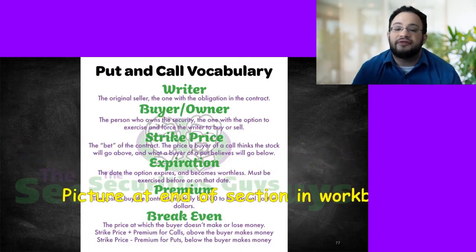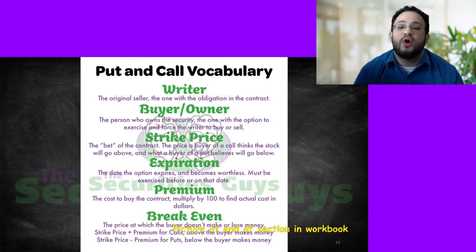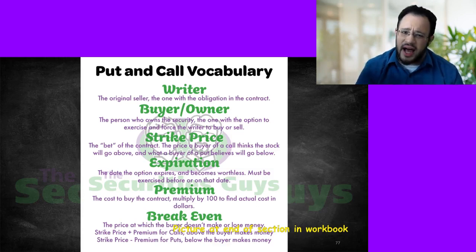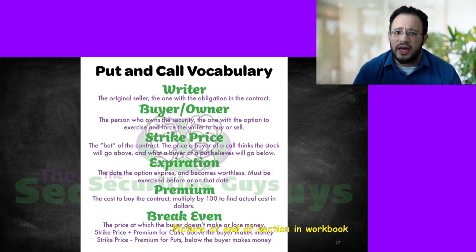Here's the basic definitions of these. We're going to be going through them, and I'm going to go through them again a little bit through these slides. This is where we're going to start hitting them. We're going to hit them again through these next few slides. The writer is the original seller. They're the one that has the obligation in the contract.